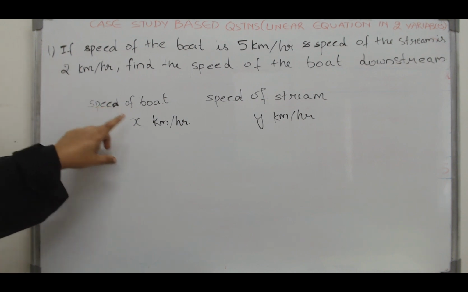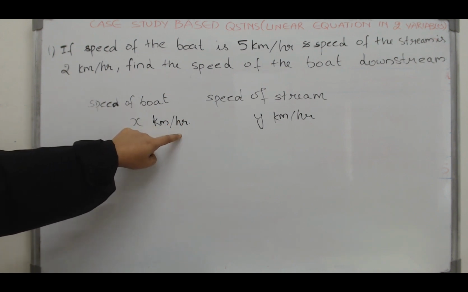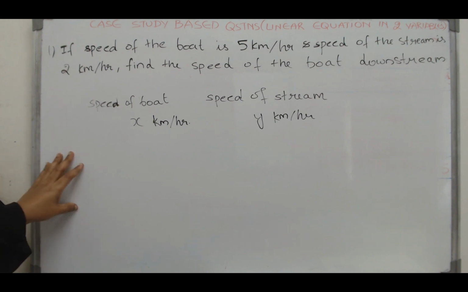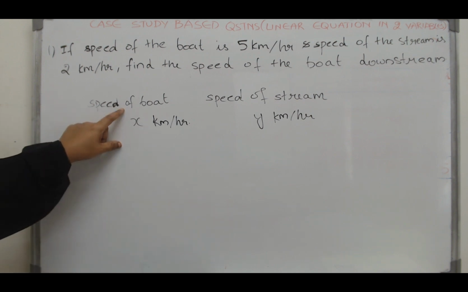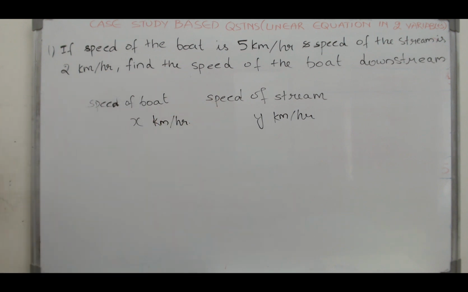Suppose the speed of the boat is x kilometer per hour. That means in 1 hour it covers x kilometers. But this is the speed only when the water is still. When the water itself is flowing, then the speed of the boat is affected by the speed of the stream. How? It depends on whether the boat is going downstream or upstream.